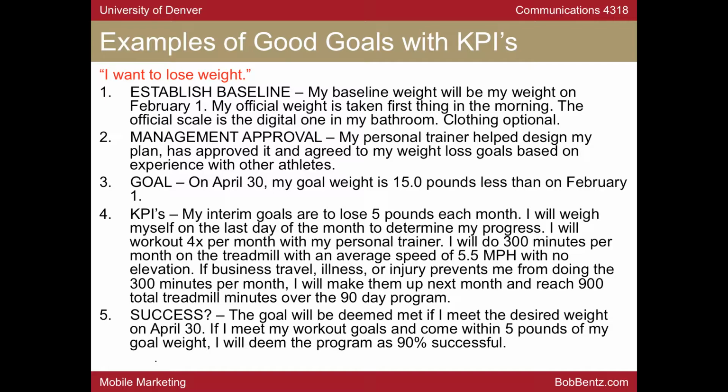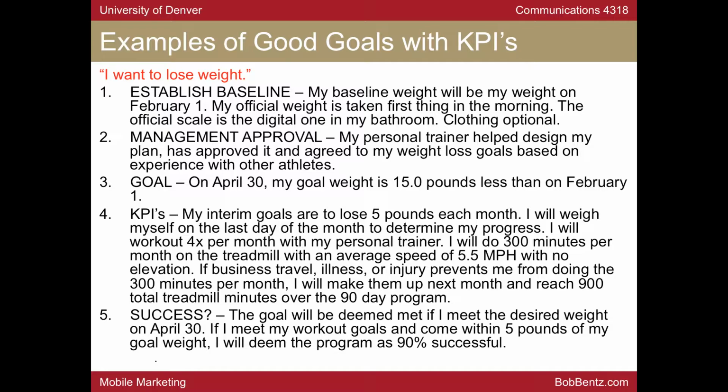You need to get management approval. So go to your boss in the case of a mobile marketing program, or in this case, we're going to go to our personal trainer and make sure that it's okay because he or she is the expert, and is it okay to set the goals that I have set here? Will it be okay for my health? Is it something that's reasonable and realistic that I can obtain? And once you get that approval, you want to set a goal. So the ultimate goal here is on April 30th, you want to lose 15 pounds. You want to weigh 15 pounds less than you did on the morning of February 1st. Seems like a reasonable goal.